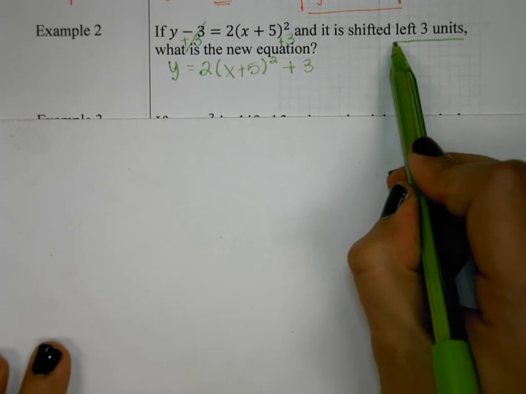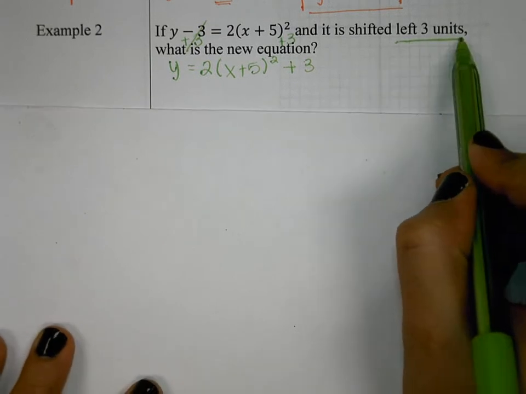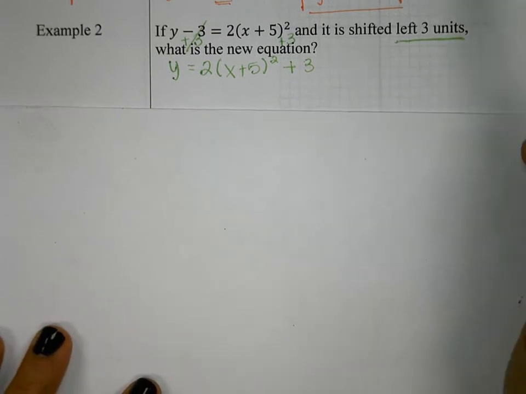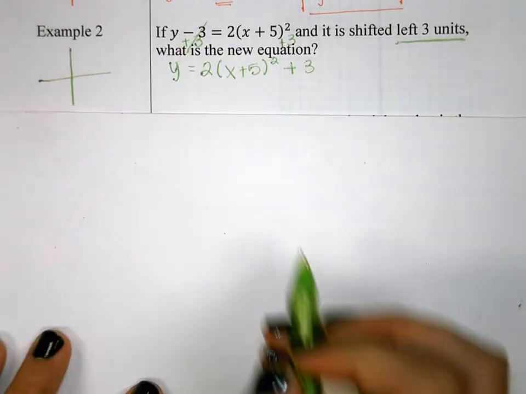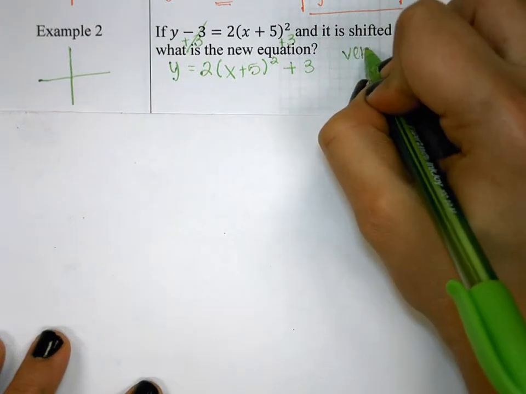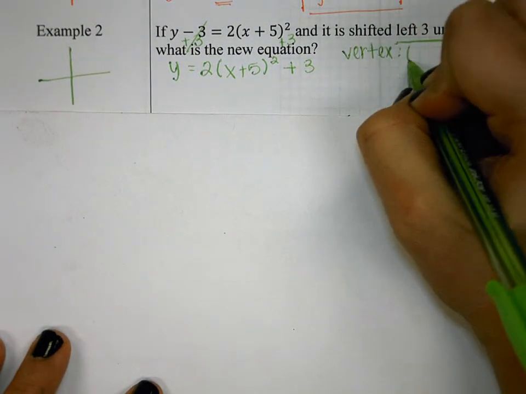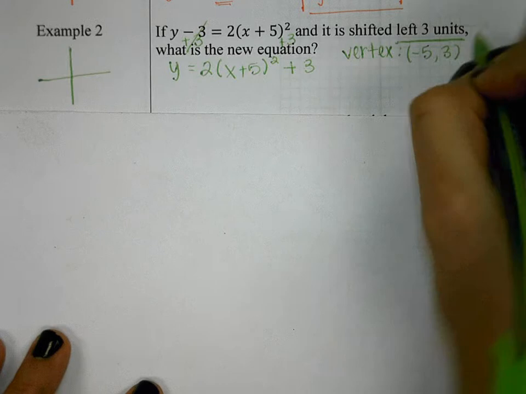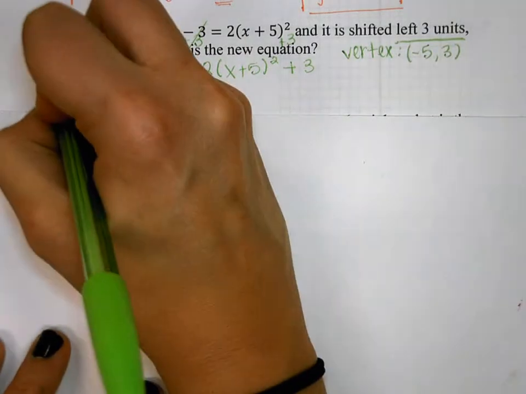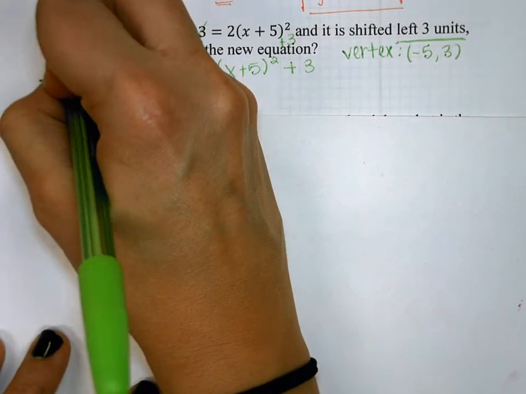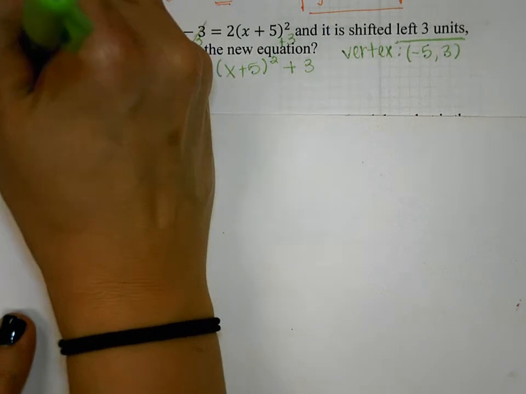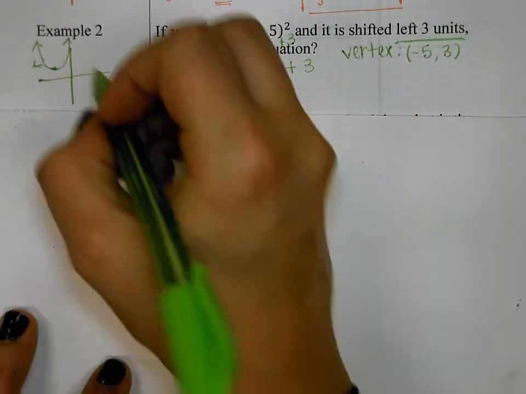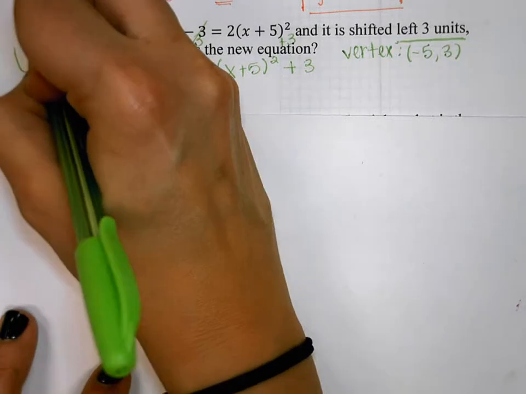So I'm shifting to the left 3 units, and our chart at the top said that if I'm shifting to the left, I need to add. And when we look at that, the vertex here is (-5, 3). So that's somewhere here, and our parabola looks something like this. And we're shifting it to the left. So our new parabola is actually going to be somewhere right here.